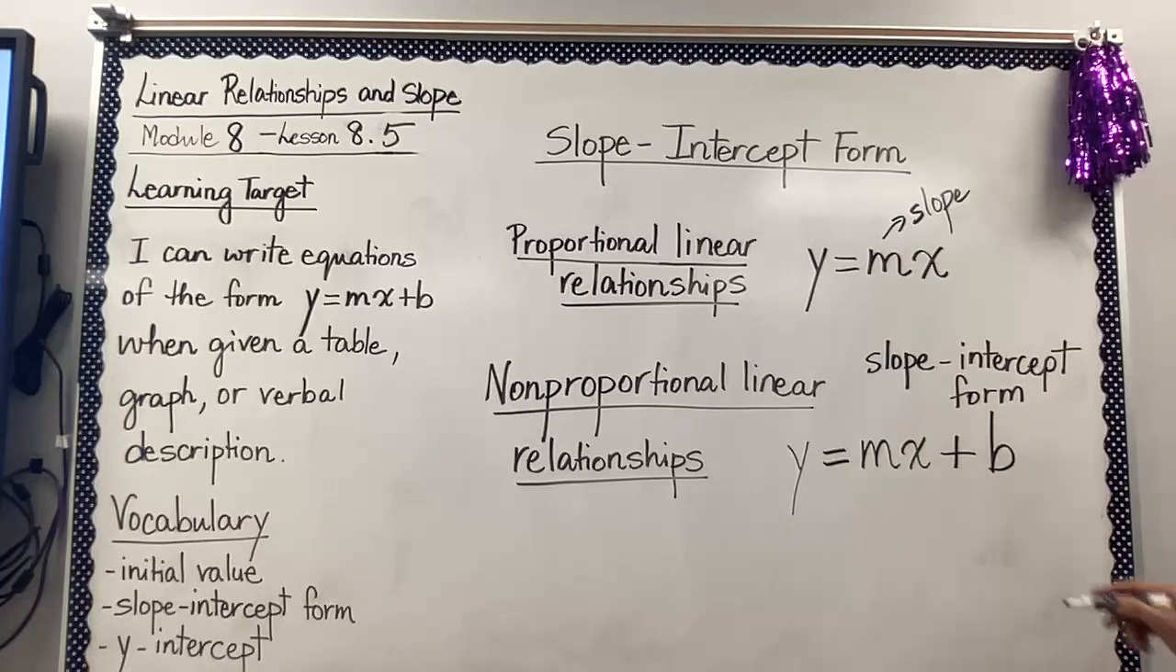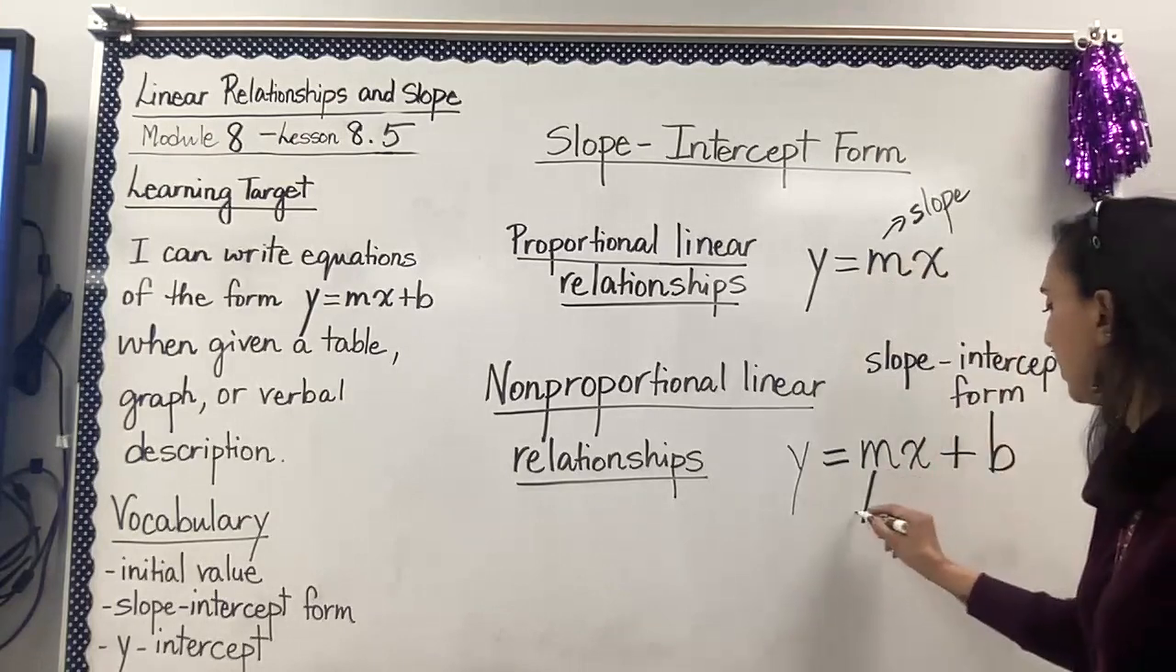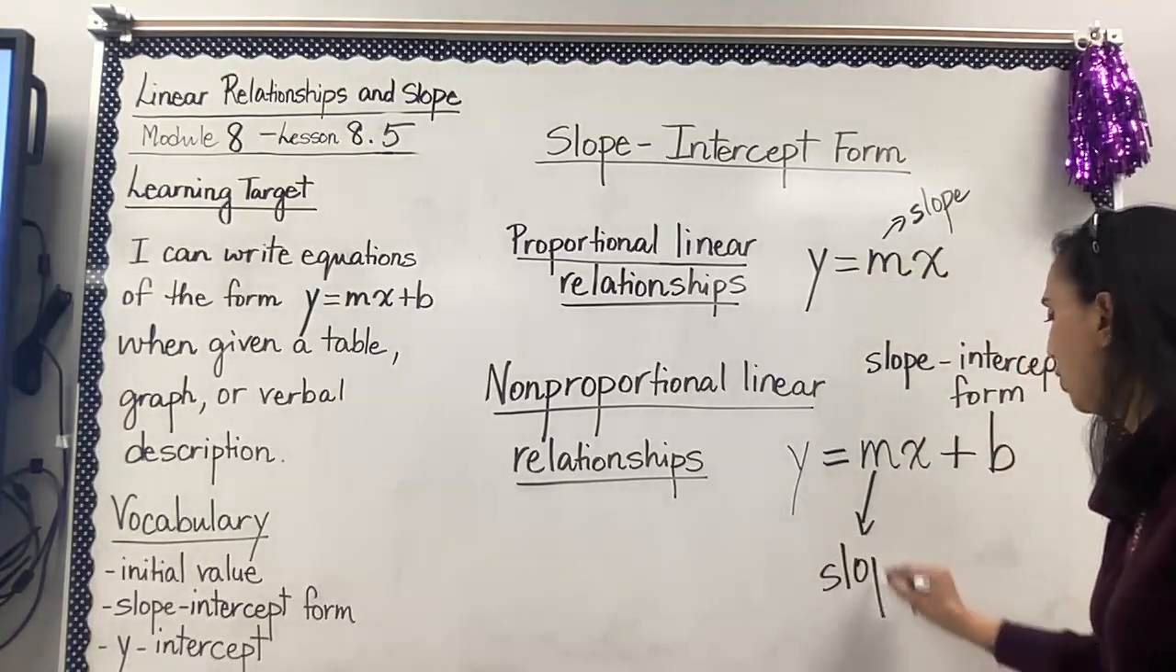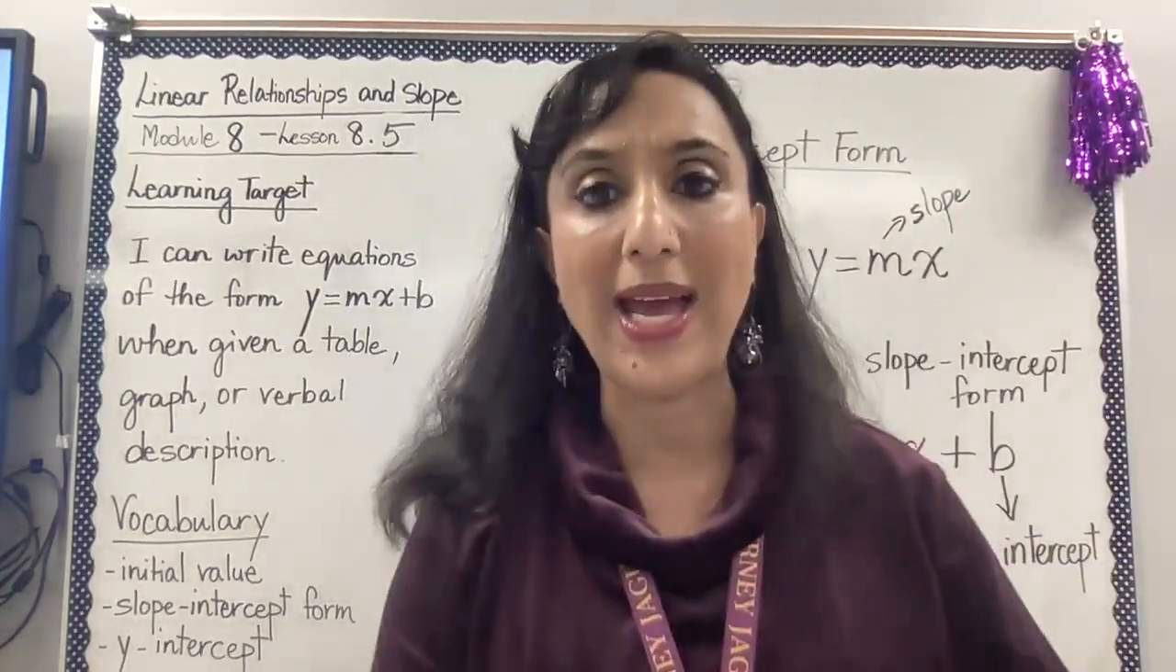So in this, my m, just like m was the slope in proportional, is the slope in the non-proportional also. And b is the y-intercept. Where does the line cut the y-axis? That's basically what y-intercept means. So when an equation is written in this form, m is the slope, b is the y-intercept, and the y-intercept of a line is the y-coordinate of the point where the line is crossing the y-axis.